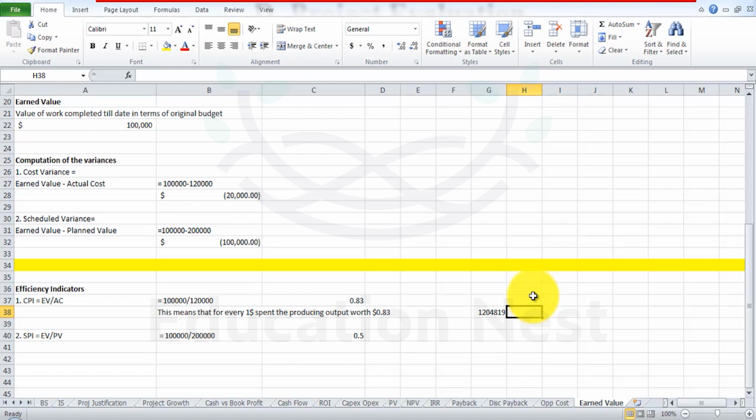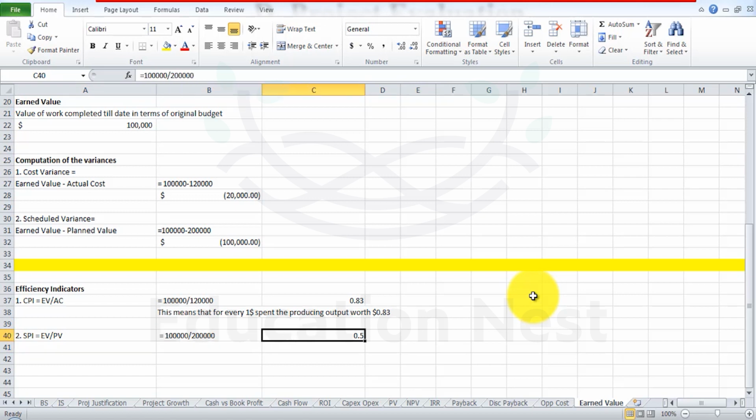And how do you cross check the answer? It's simple enough. You just take this amount and multiply it by 83 cents. Here you have $1 million. So that means you're going to overshoot the project cost by $204,819. That's what the cost performance index means, and that's what we had said in the initial step, that this cost performance index, CPI, enables the entity to forecast how much cost it will incur to complete the project till its end.